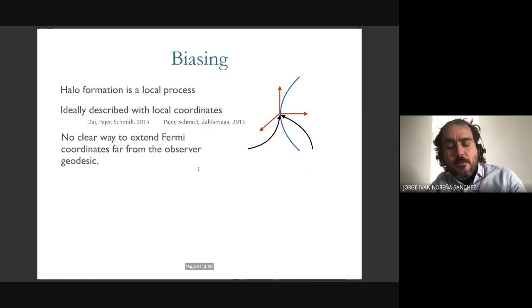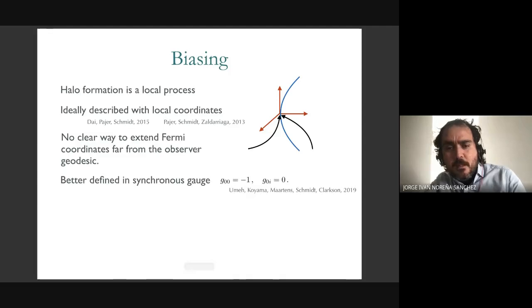But we want to consider generic bispectra. A way to solve this issue was done in this somewhat recent paper, where they work in synchronous gauge. The synchronous gauge has the advantage that the coordinate time is equal to the co-moving time of each observer. That's very useful because then at least you don't have gauge issues. Your clock is well defined.